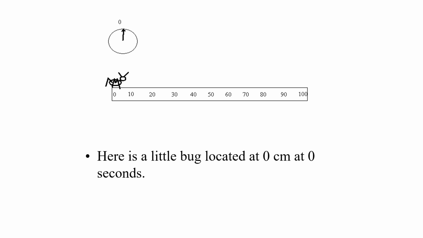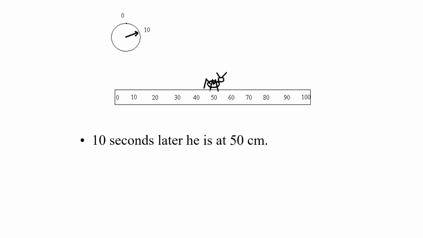Let's take a look at our friend Antoine the ant here. There's a little bug located at 0 centimeters at 0 seconds, and we're going to try to calculate his speed. Right now he's not moving, so his speed is 0. He's traveled 0 distance in 0 seconds. But 10 seconds later, he's at 50 centimeters, and so we can easily calculate what his speed is.